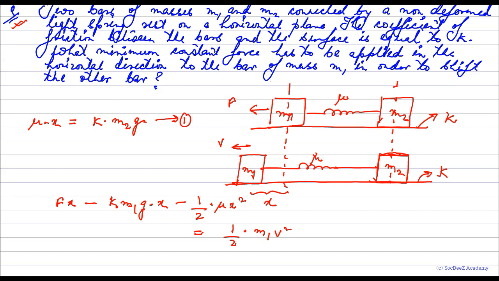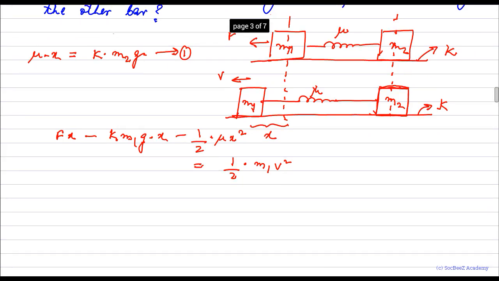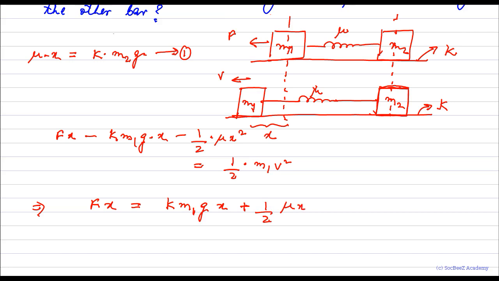Fine. So if I shift the terms properly, F x turns out to be μ into M1 into g into X plus half k X square plus half into M1 into V square. Now it is pretty much clear that the value of X is fixed. The value of μ, M1, g, everything is fixed. For minimum value of F, what I must have is V should be equal to 0. That is, for minimum value of F, M1 should finally be at rest. So V must be equal to 0 for minimum value of F.